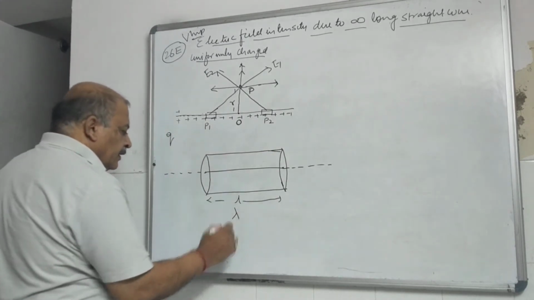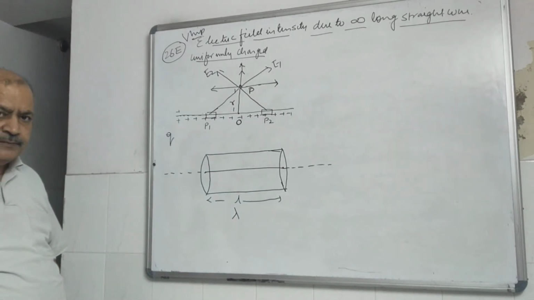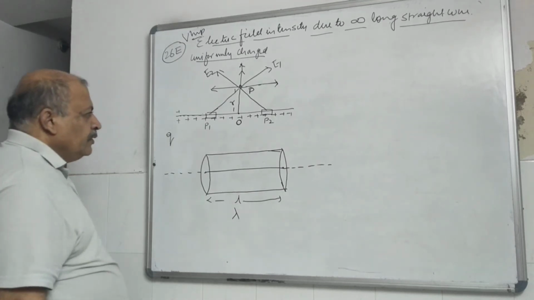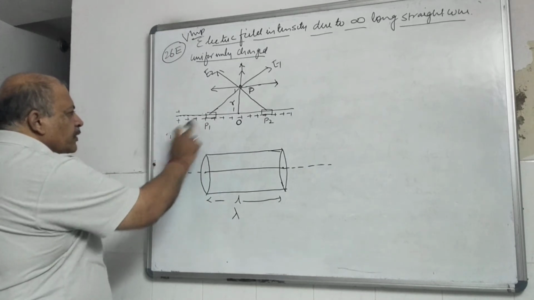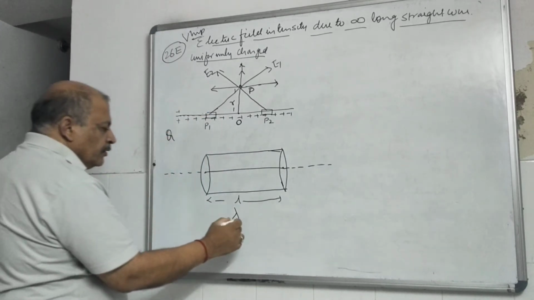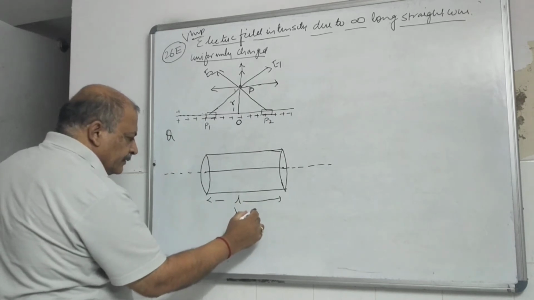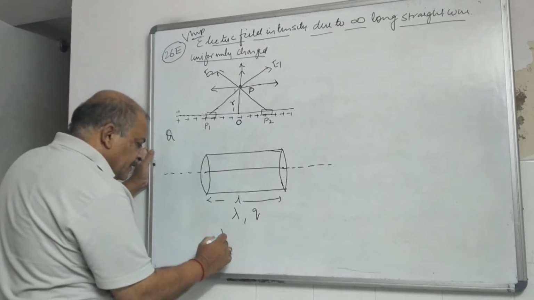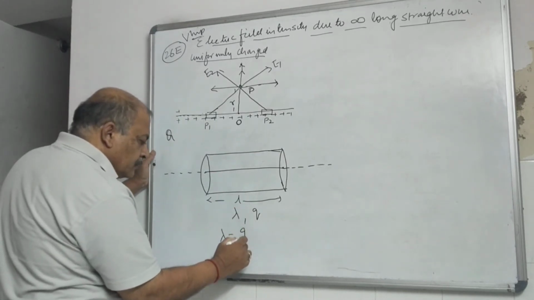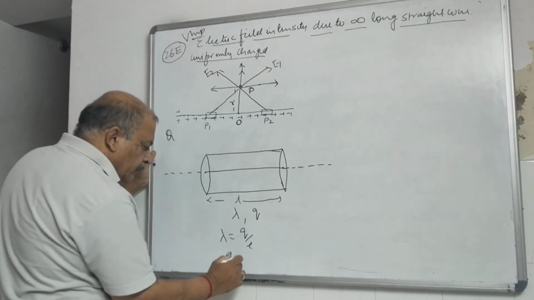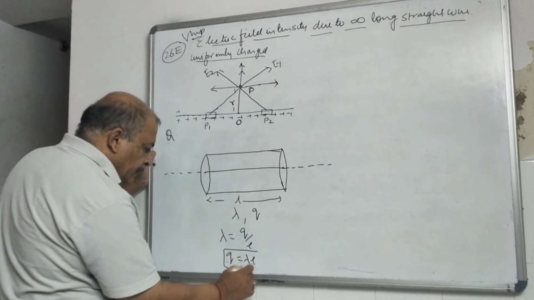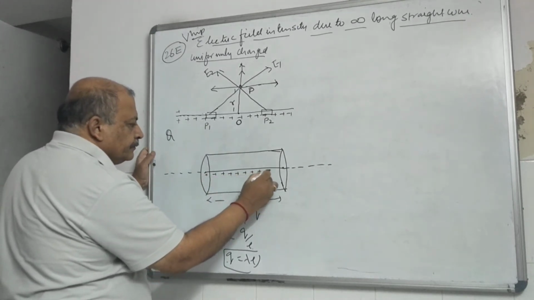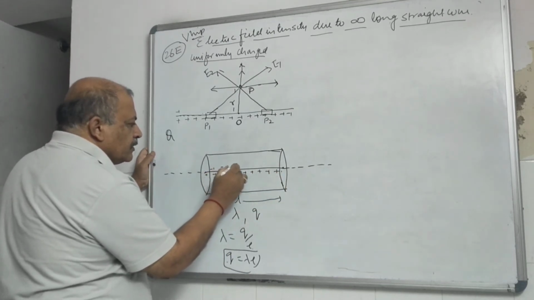Let lambda be the linear charge density. This total charge which is given to this, we can assume as capital Q. So the charge on this length L we can take as Q. So what will be the linear charge density? Lambda equals Q by L, or Q equals lambda L. So this will be the charge on this length of the cylindrical Gaussian surface.